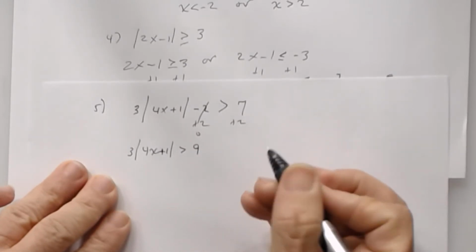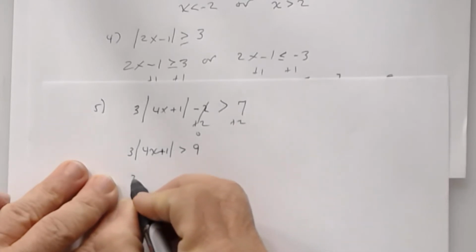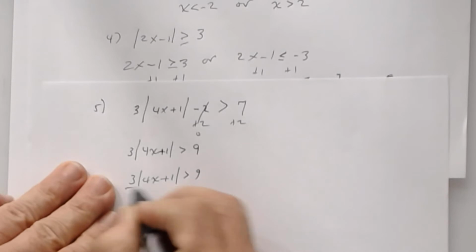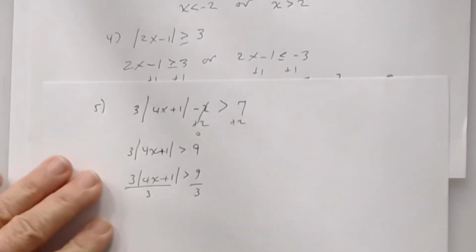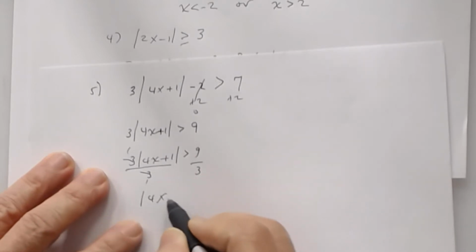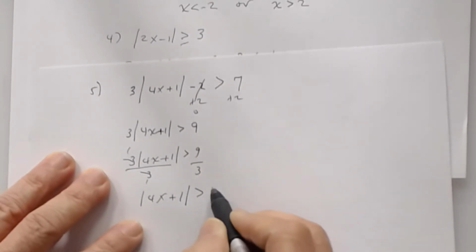Then what's the next step? Divide both sides by 3. I'm going to go ahead and rewrite this over. All right, when I divide both sides by 3, I get the absolute value of 4x plus 1 is greater than 3.